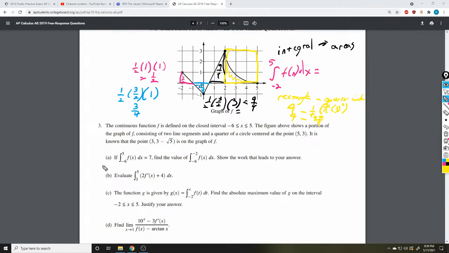So that's what part A is asking you to do. Part B is a little bit easier. The integral from 3 to 5, I'll just show real quick. Antiderivative of f prime would be f, plus antiderivative of 4 is 4x, and we're evaluating this at 5 minus evaluating this at 3. This is why it gives me this point, is to do part B.